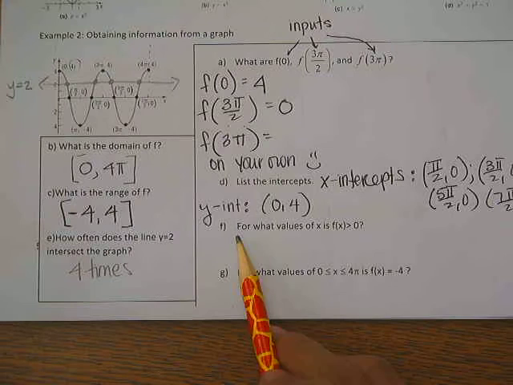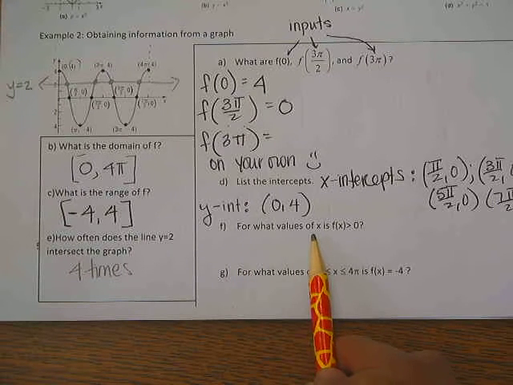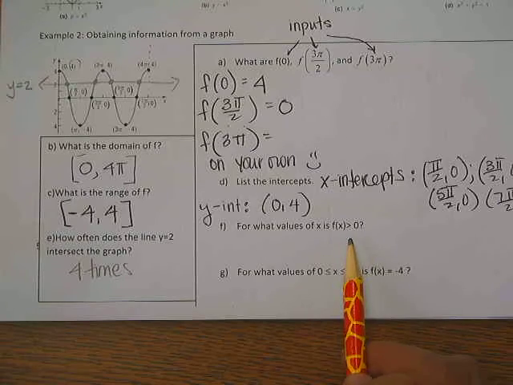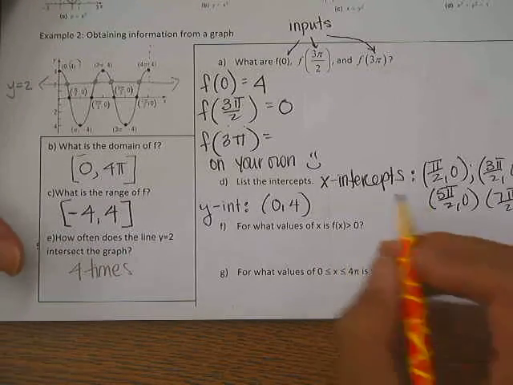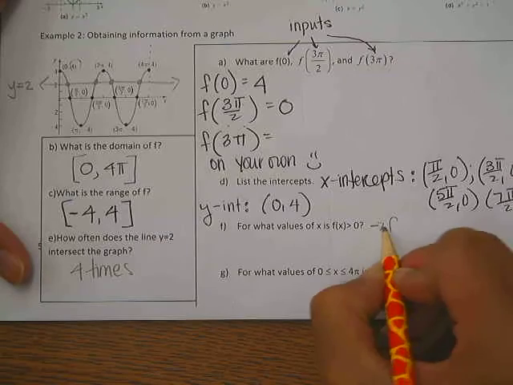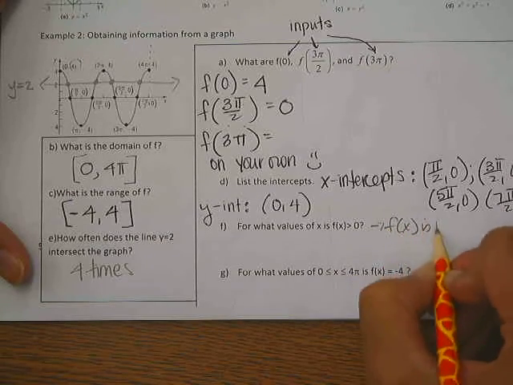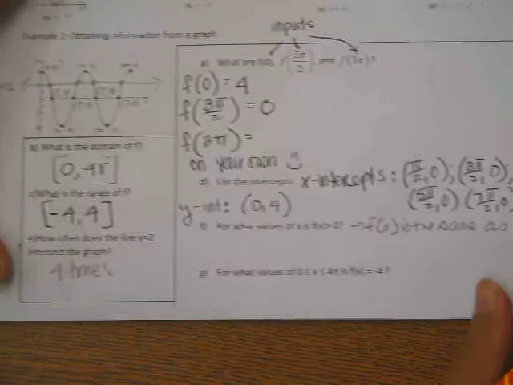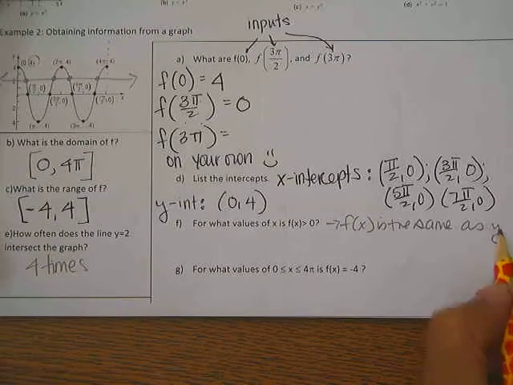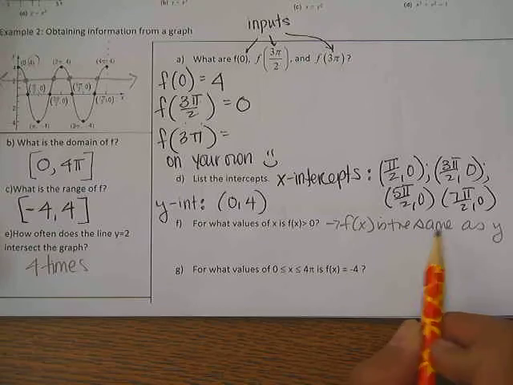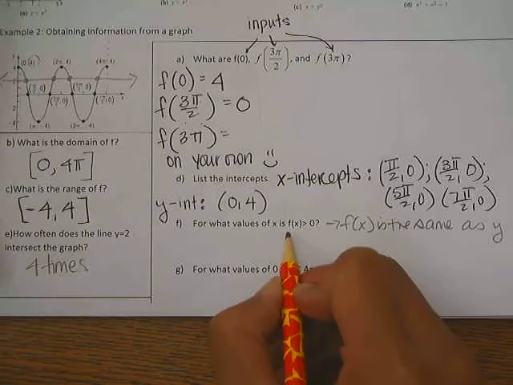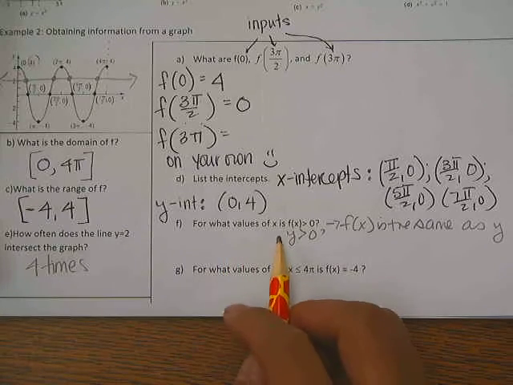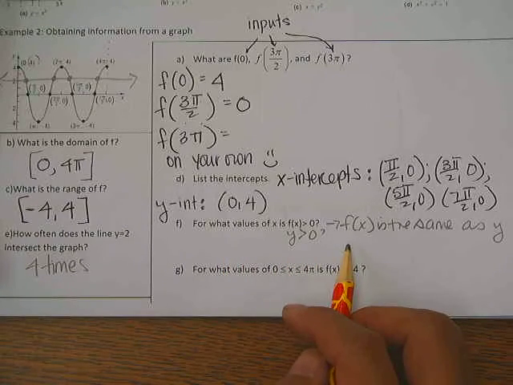For what values of x is f of x greater than 0? Okay, so let's talk about this question. f of x is the same as y. So f of x is the same as y. So if I wanted to, I can just say, for what values of x is y greater than 0?